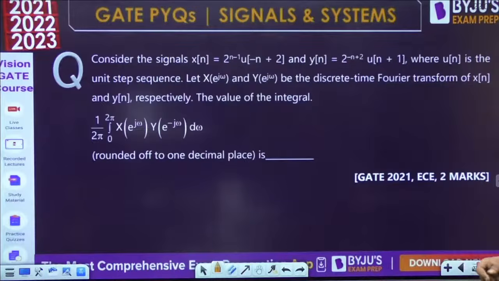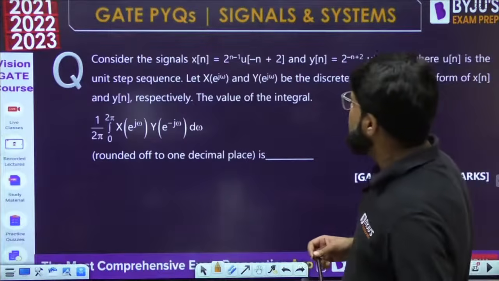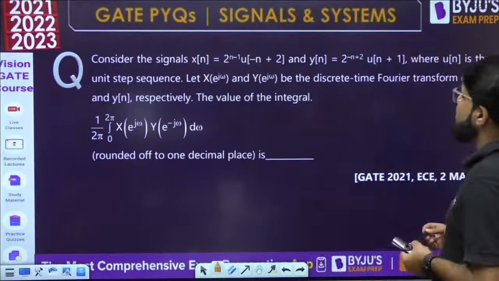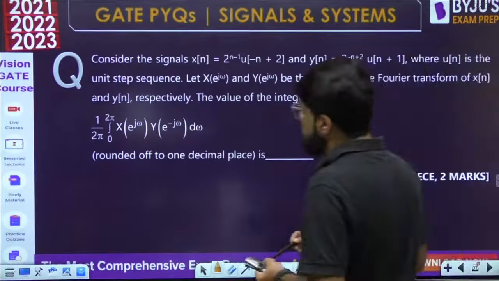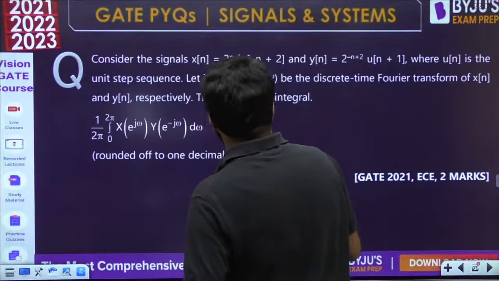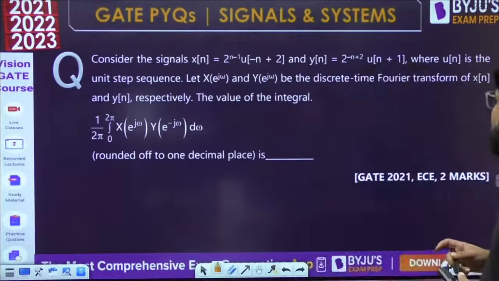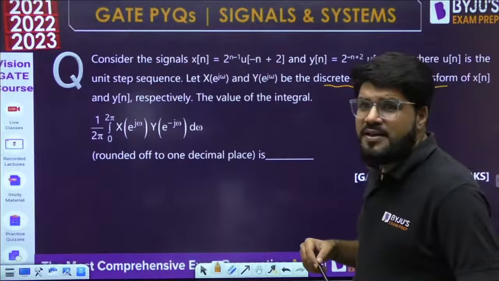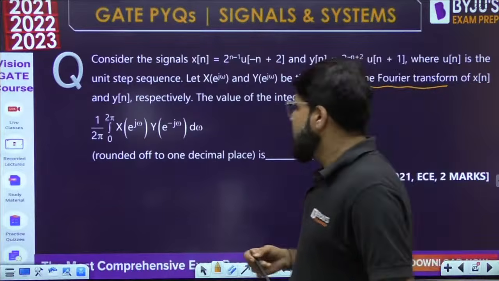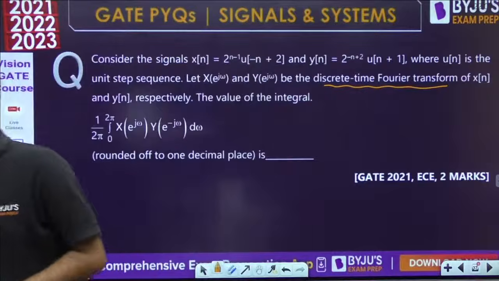Okay. Now consider a signal: x[n] = 2^(n-1) u[-n+2] and y[n] = 2^(-n+2) u[n+1], where u[n] is the unit step sequence. Let X(e^jω) and Y(e^jω) be the DTFTs of x[n] and y[n] respectively. This is again on DTFTs. What is the value of the integral?